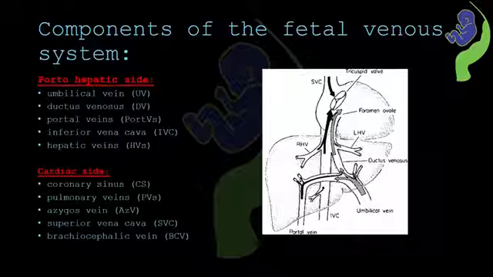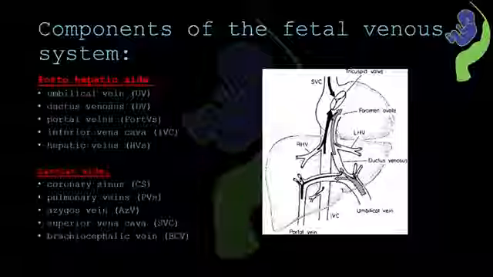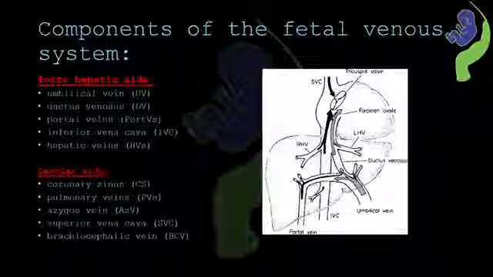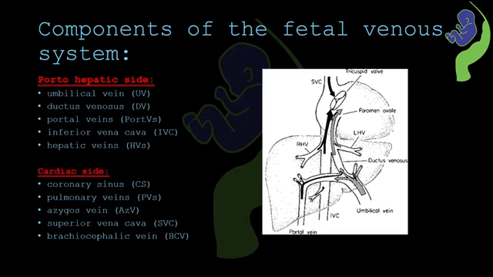The azygous vein drains the venous blood from the thorax and empties into the superior vena cava. Now coming to the brachiocephalic veins, they are formed on each side by the union of internal jugular and subclavian veins. The left brachiocephalic vein crosses the midline to join the right brachiocephalic vein, and together they form the superior vena cava. Now we will see the details of all these veins in the upcoming slides.